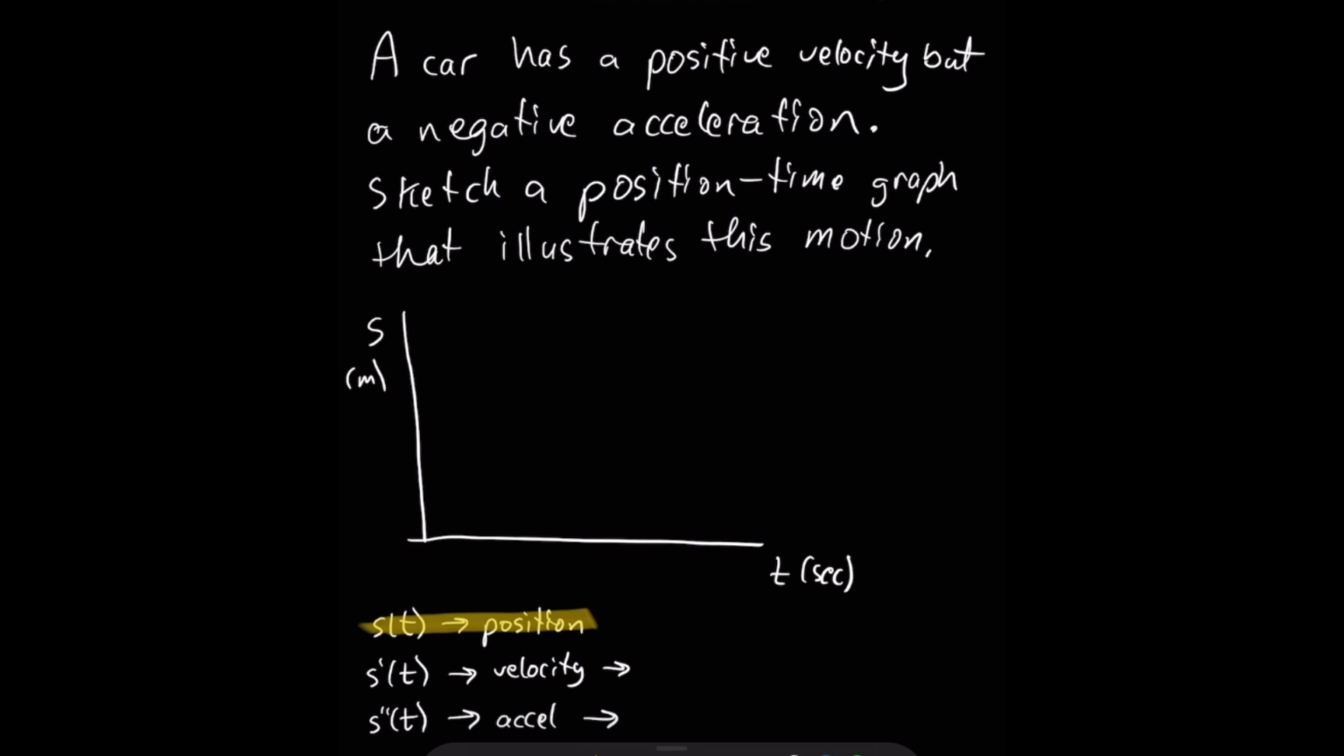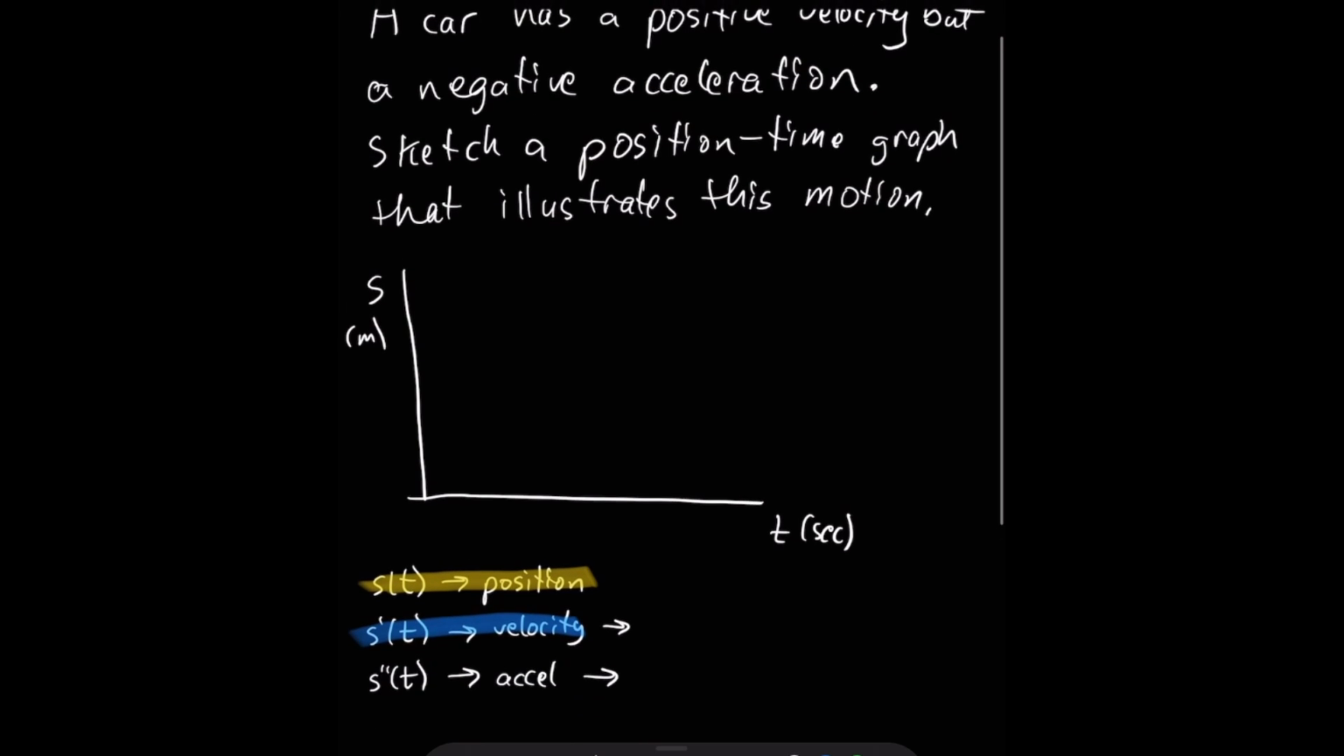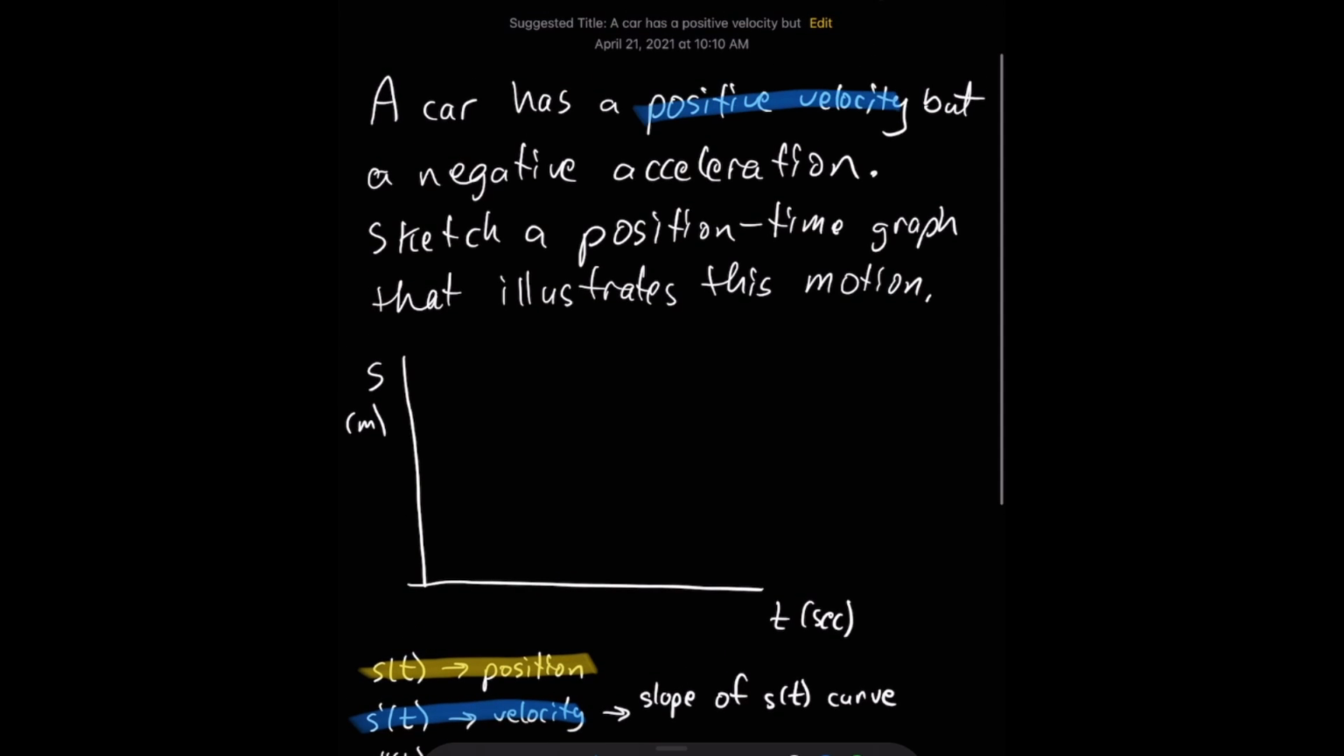What I'm going to do right away, though, is consider the first derivative. And I know that the first derivative of position with respect to time is velocity. And so what does the derivative of a curve represent? Well, it represents the slope. So this is going to tell us the slope of our position curve. And what do I know about the velocity in this question? Well, it says right here that we have a positive velocity.